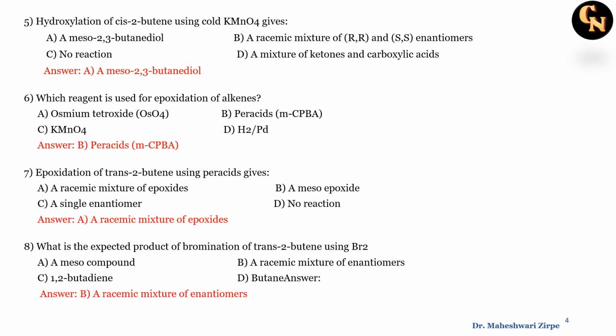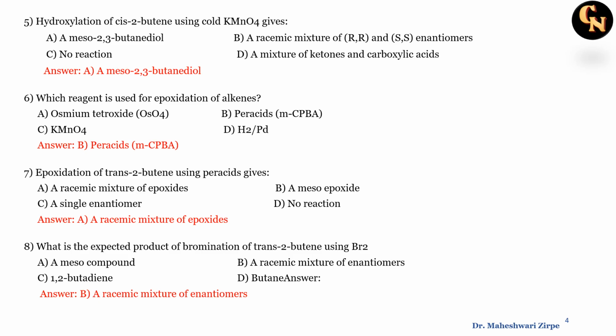Now the next is, yeah, the same. Just now we were discussing. The next question is again on cis-butene. Hydroxylation of cis-butene using cold KMnO4 gives. As I mentioned before, we are going to get meso-2,3-butanediol using cis-butene. Again, this is a stereoselective reaction.